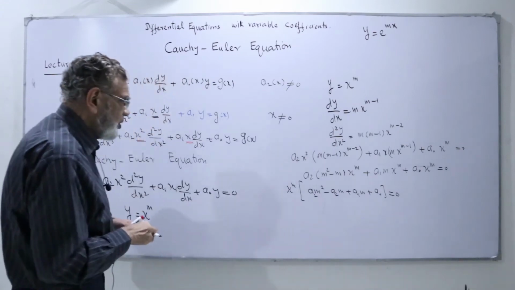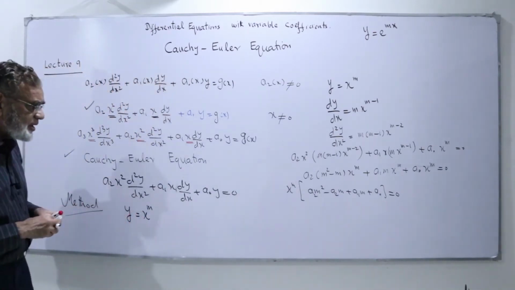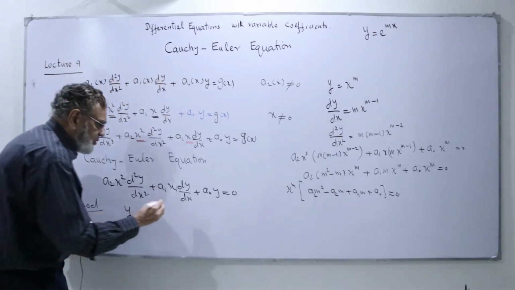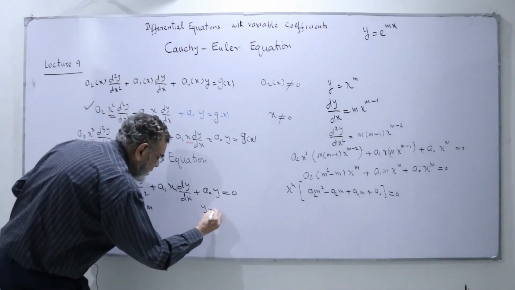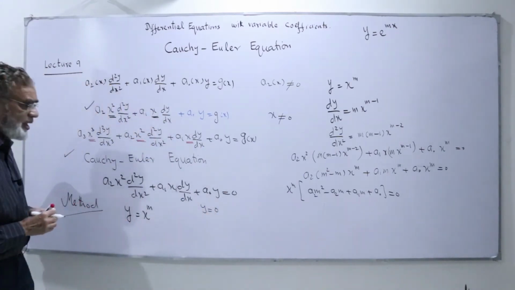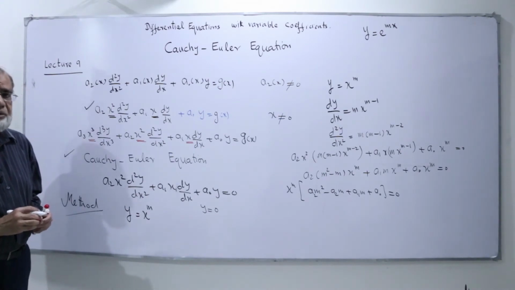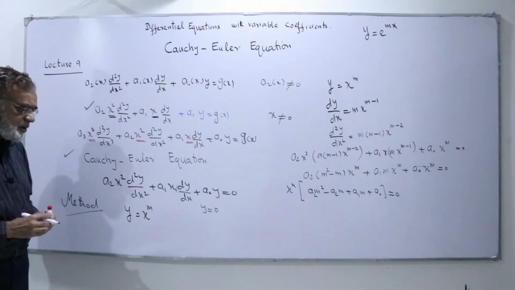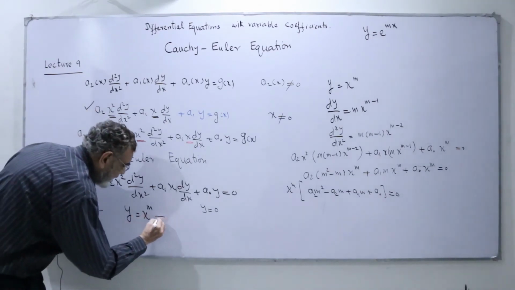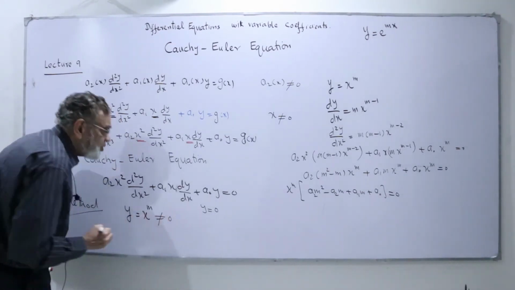Now I discussed before that when you're having the homogeneous differential equation, then y equal to 0 is a solution, always exists. We call this one a trivial solution. But we are not interested in the trivial solution, we are interested in non-trivial solution. So we say this value must not be equal to 0.